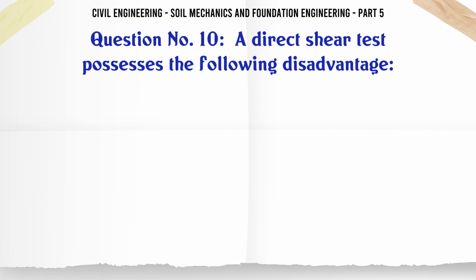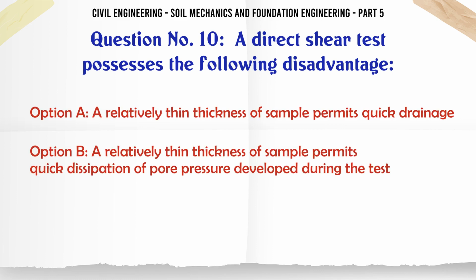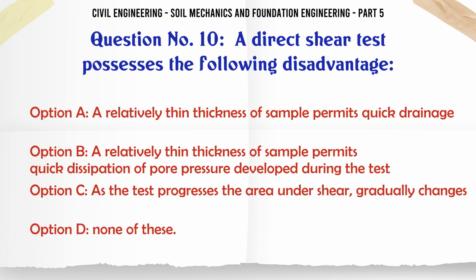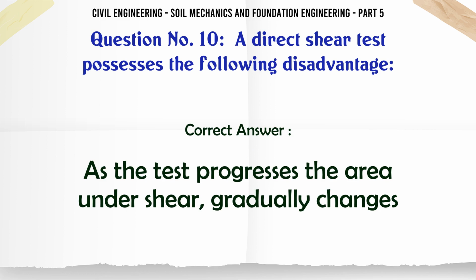A direct shear test possesses the following disadvantage: A. A relatively thin thickness of sample permits quick drainage. B. A relatively thin thickness of sample permits quick dissipation of pore pressure developed during the test. C. As the test progresses, the area under shear gradually changes. D. None of these. The correct answer is: as the test progresses, the area under shear gradually changes.